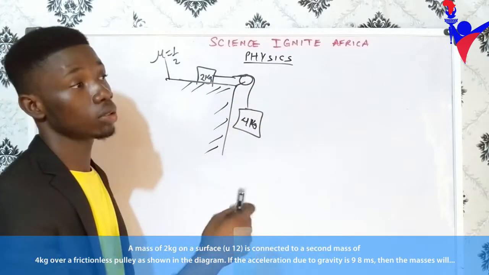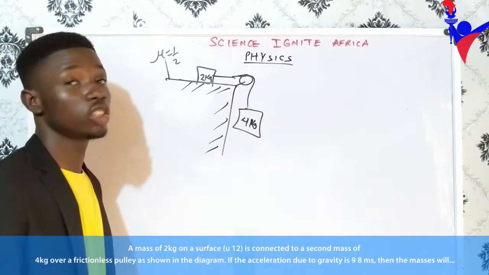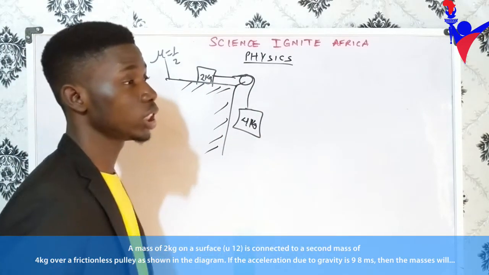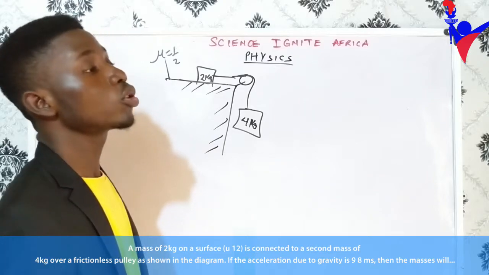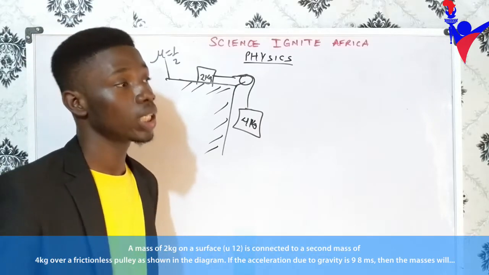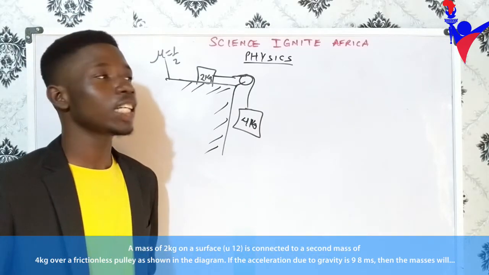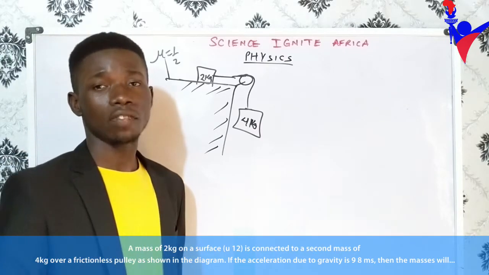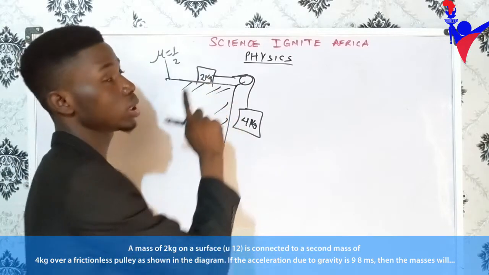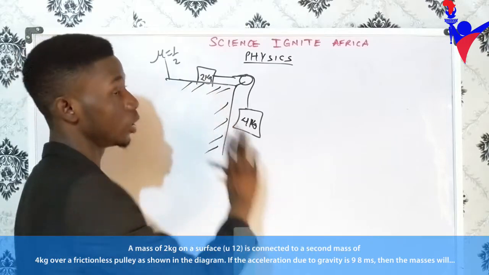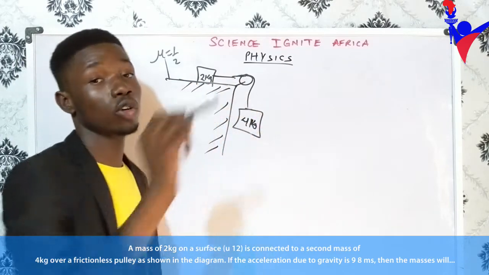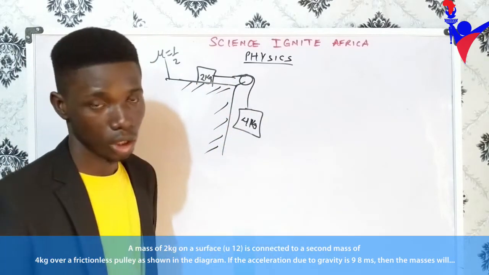That is, this pulley is frictionless, which means that we don't have to bother ourselves about this pulley. This pulley is just allowing the string to be able to roll. So there's no friction there. It's not contributing to what is happening here. So over a frictionless pulley as shown in the diagram, if the acceleration due to gravity is 9.8 meters per second squared, then the masses will. So we are trying to look for what will happen to these masses. Like I said the other time, two things can happen. This mass can cause this thing to do something. It can either cause it to accelerate or just remain like that or not have effect on it at all. And I said this one does not have any effect. So if there's going to be an acceleration, then this guy will be the one causing the acceleration. Now take note of that.